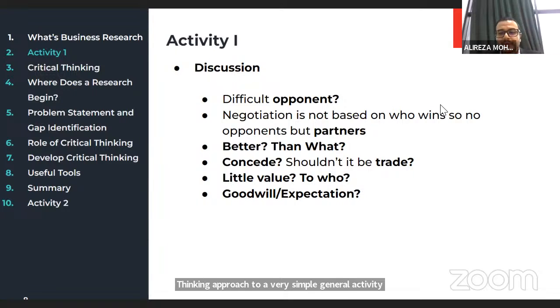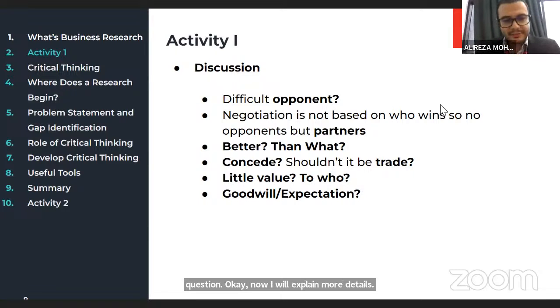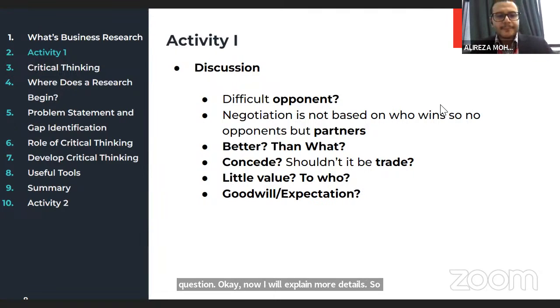Okay, now I will explain more details. So when faced with different situations, you can approach it differently and see what's beyond the topic. Let me speed up a little bit.